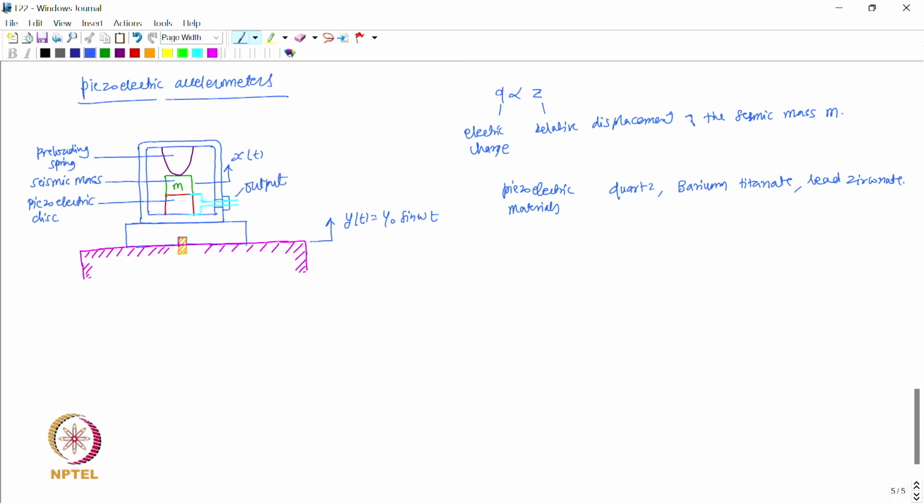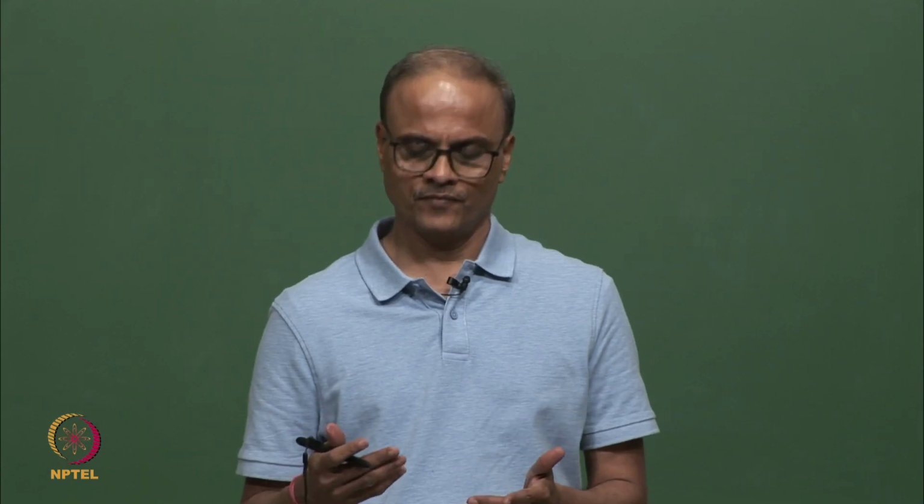So here the output of the accelerometer is in terms of charge, and therefore these accelerometers are also referred to as charge type piezoelectric accelerometers. The output of the charge type piezoelectric accelerometers cannot be directly measured by connecting them to any voltage measuring device, and what we require is a charge amplifier.